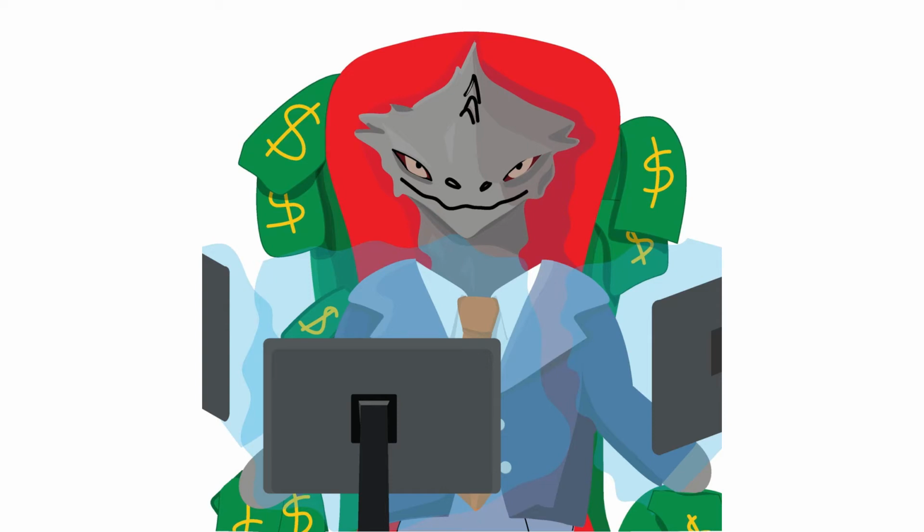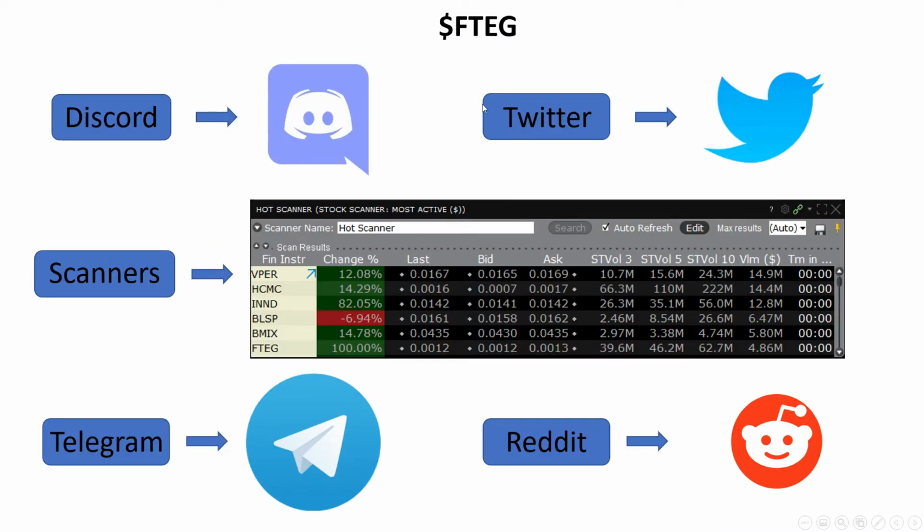Hello everyone! Today we're going to go through an exemplary DD process. The company that we are going to research is For the Earth Corporation, represented by the symbol FTEG.